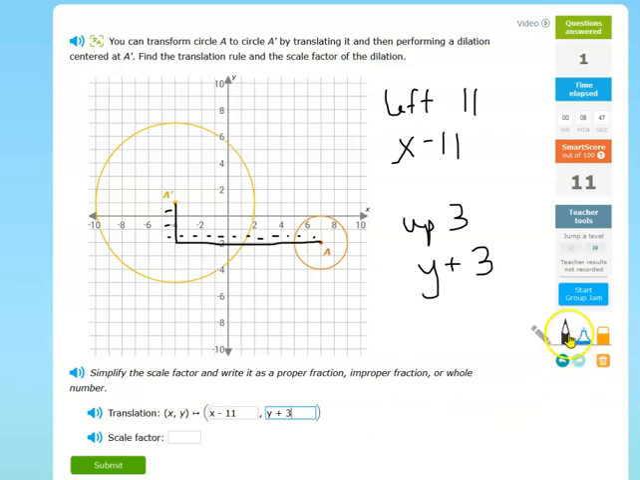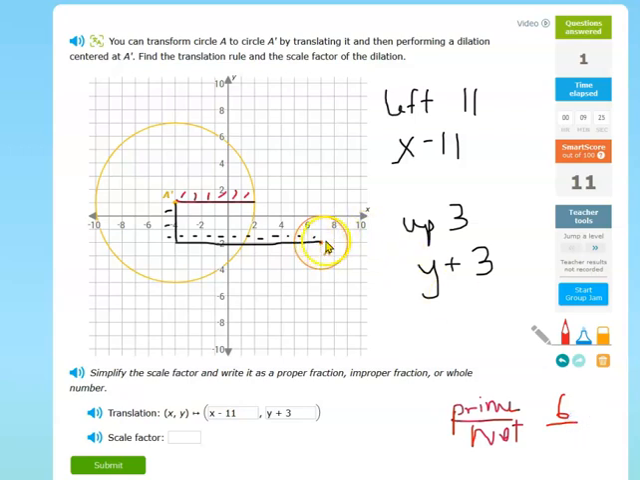So for scale factor, we are going to do prime over not prime. Okay, so going over, let's go look at our circle that has the prime symbol. That's this one right here. And let's figure out what the radius is. So the radius is the distance from the center out to the edge. Let's count that up. 1, 2, 3, 4, 5, and 6. So 6 over not prime.